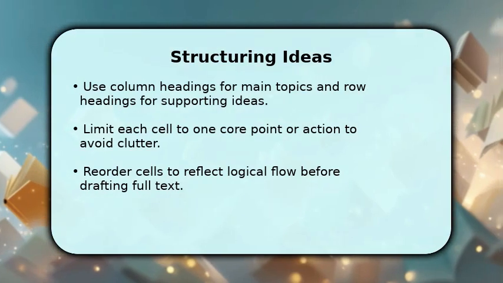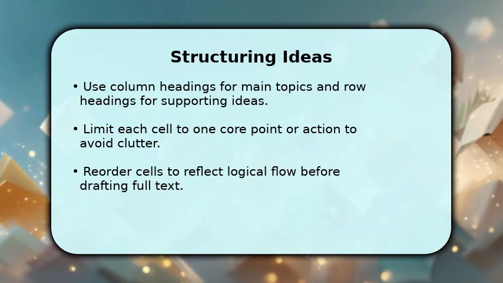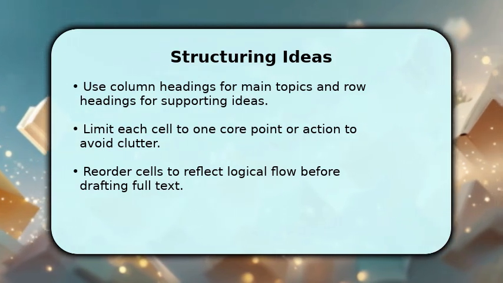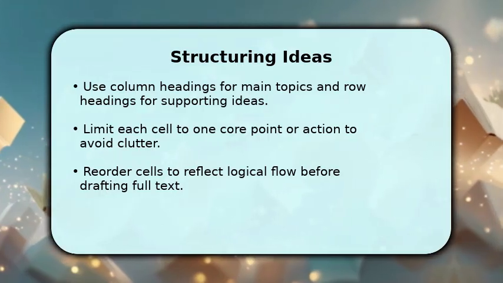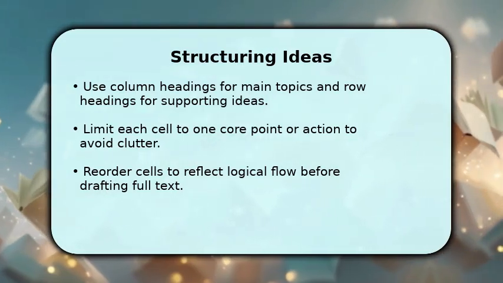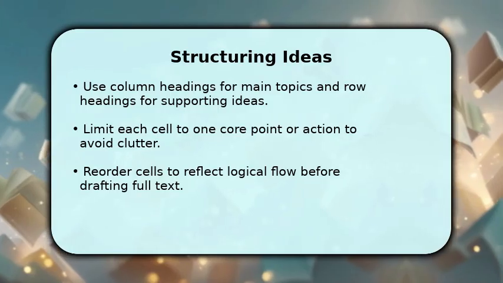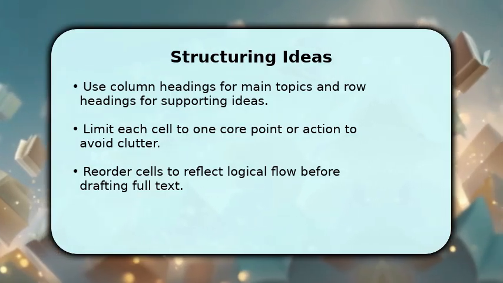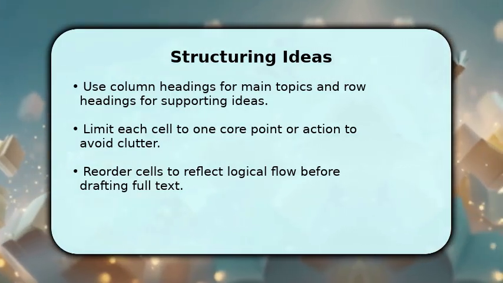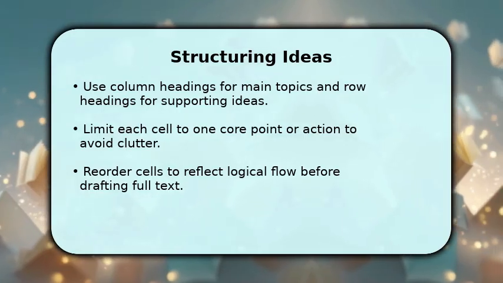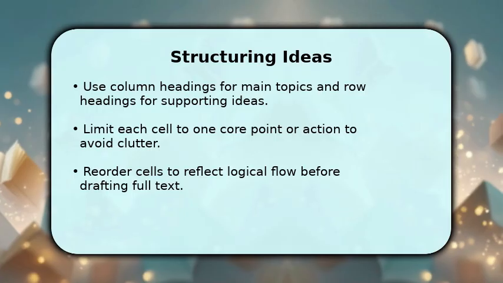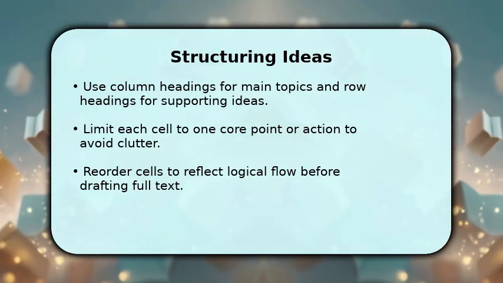Start small and friendly. Pick 3 to 5 main topics for columns and 2 to 4 supporting ideas for rows. Populate cells with single, actionable phrases so each box holds one clear thought. After filling the grid, scan for gaps and reorder cells to create a smooth narrative or argument. This visual structure makes drafting faster and reduces revision time because your outline already maps the logical flow.